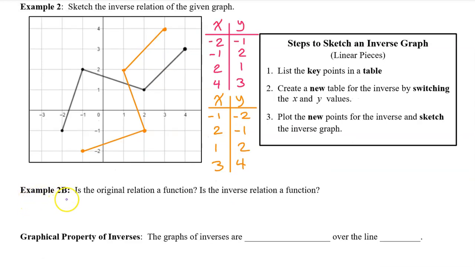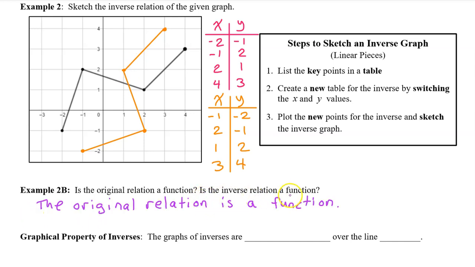Example 2b. Is the original relation a function? It is. Each input value has exactly one output value. We can see this by the way it passes the vertical line test. Any vertical line will hit the original relation at only one point.